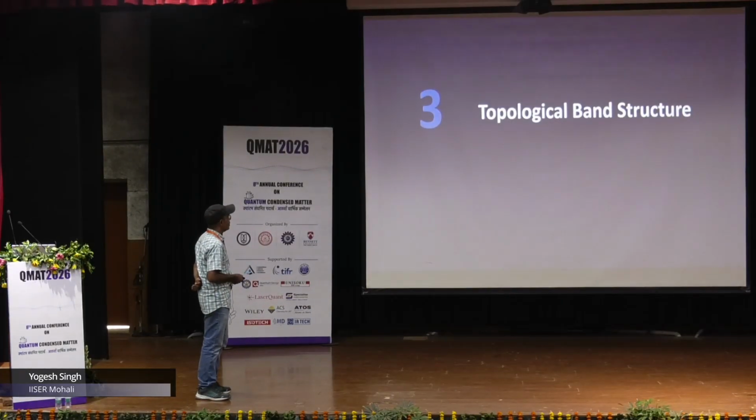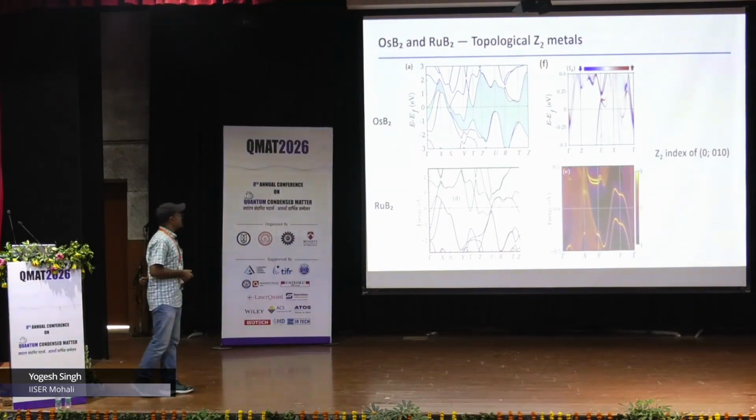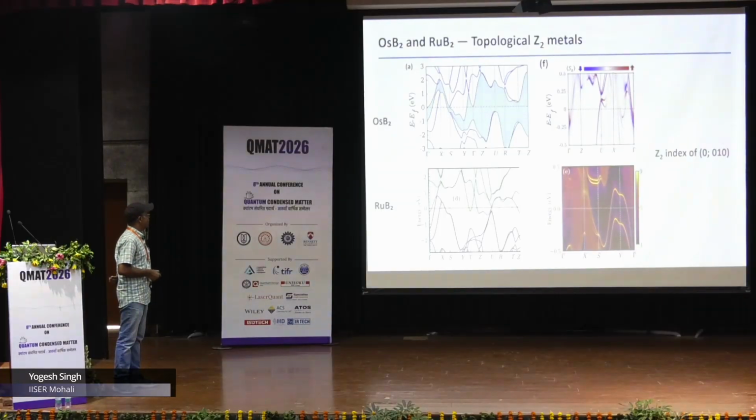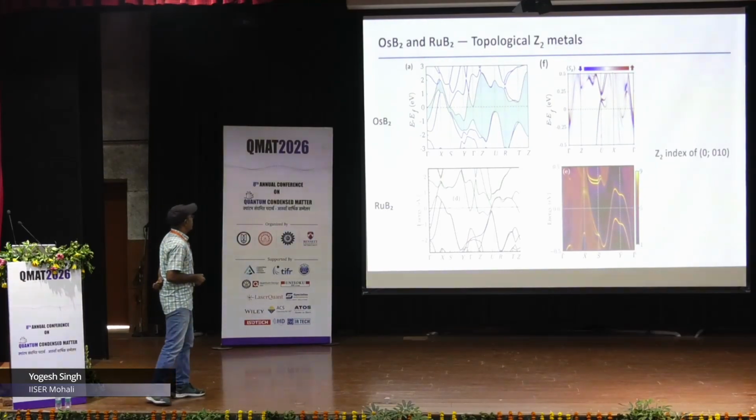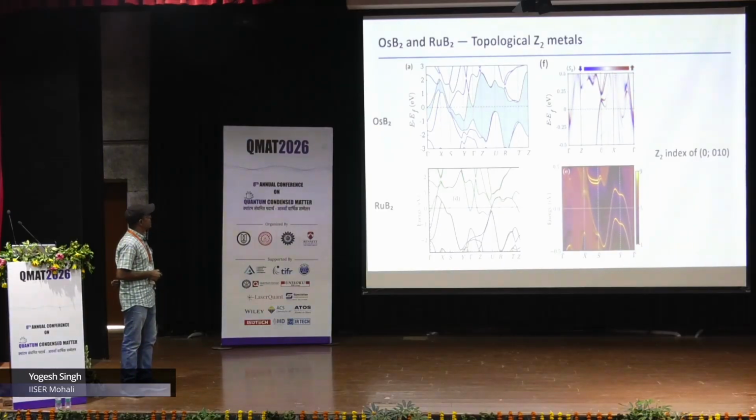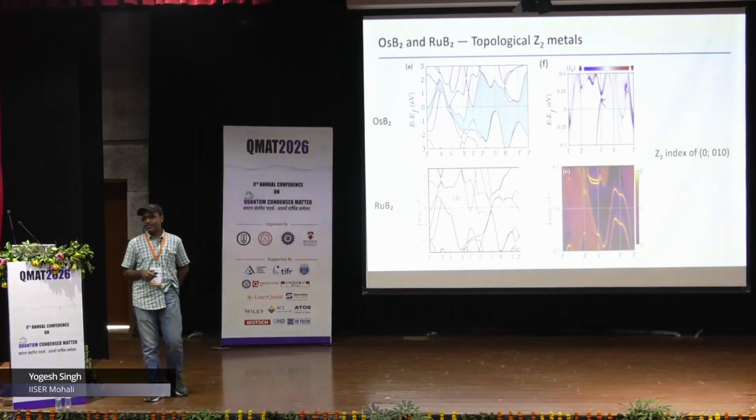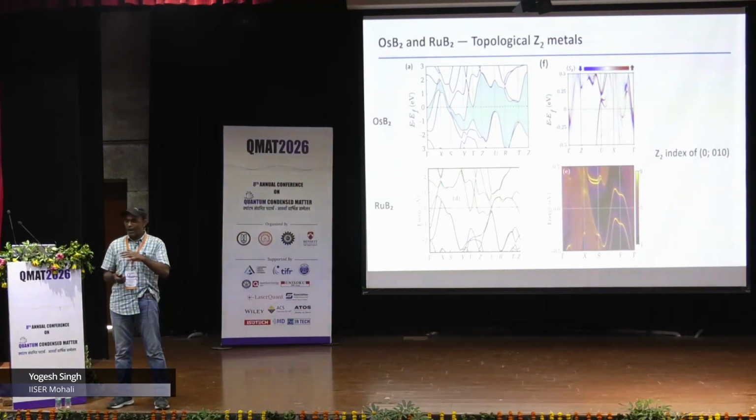Okay, so this is the band structure of osmium diboride and ruthenium diboride. This was done by Bahadur Singh's group at TIFR, and this was done by Sudeep Ghosh's group at IIT Kanpur. Spin orbit coupling has been included, and you can see that there is a continuous gap in the whole Brillouin zone, and this allows us to make a topological classification as we would for band insulators.